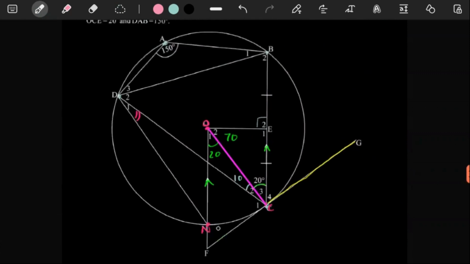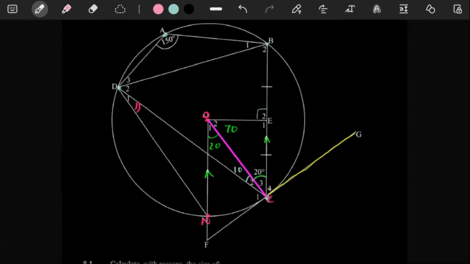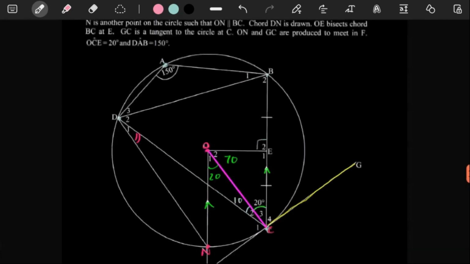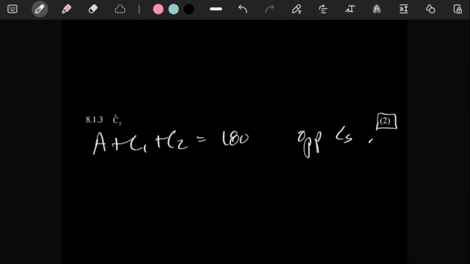So moving on, they want us to get C2. Where is C2? C2 is over here. We worked that out to be a 10, remember? What was the reason again? Oh yeah, opposite angles of a cyclic quadrilateral. So here we can say A plus C2 plus C3 is equal to 180. The reason is opposite angles of a cyclic quad.